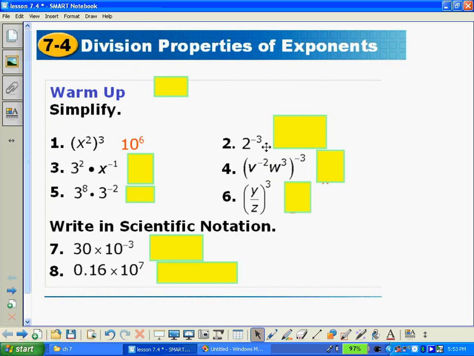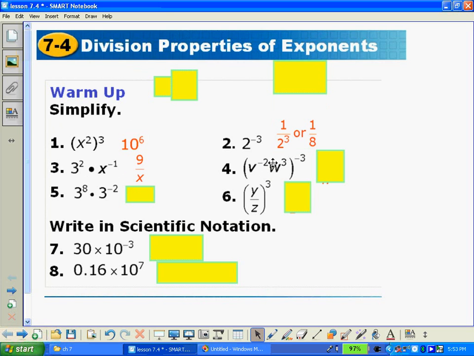Number 2, you have a negative exponent. So hopefully you remember to make this a fraction. And that would be 1 over 2 to the 3rd, or 1/8. Number 3, you're going to have to simplify each of these parts. 3 squared is 9. x to the negative 1 is 1 over x. Together, you get 9 over x.